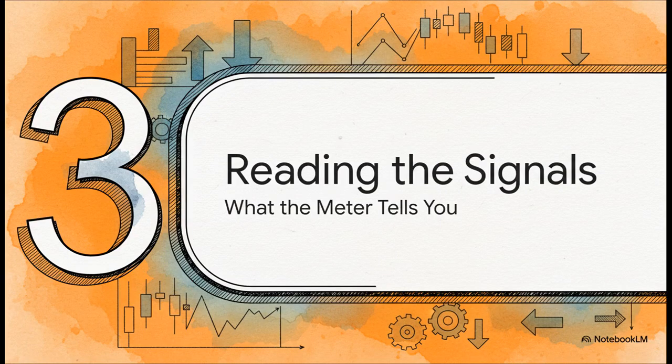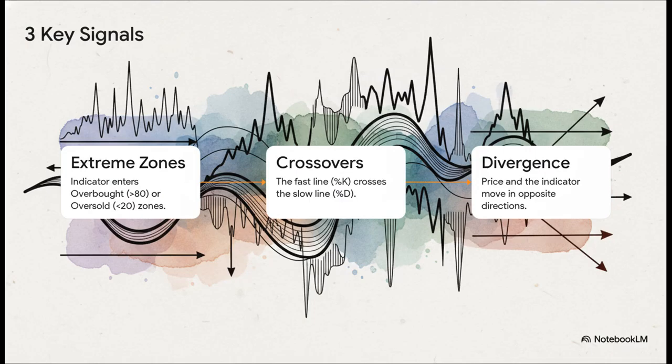Okay, so we've got a fast line and a slow line, both measuring momentum. But what do we actually do with them? How do we turn that into signals we can actually use? What is this meter really telling us? It really boils down to three key things you want to watch out for. First, when the indicator moves into what we'll call extreme energy zones. Second, when the two lines cross each other, that's a crossover. And third, and this is often the most powerful one, is when the meter and the price start telling two different stories. That's called divergence.